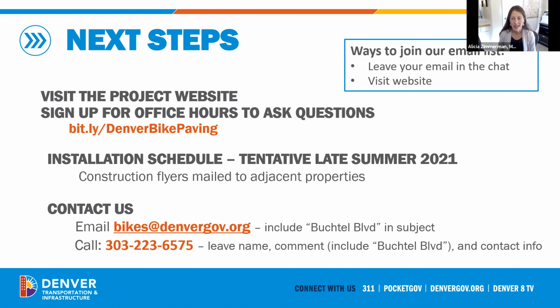And then the last is to contact us. Email bikes@denvergov.org, and include Bucktail in the subject, because that does collect a number of different project emails. And we've also set up a project hotline, which is new for these projects. Call 303-223-6575. Leave your name, your comment, which corridor you're talking about, and also your contact info if you want us to contact you back.